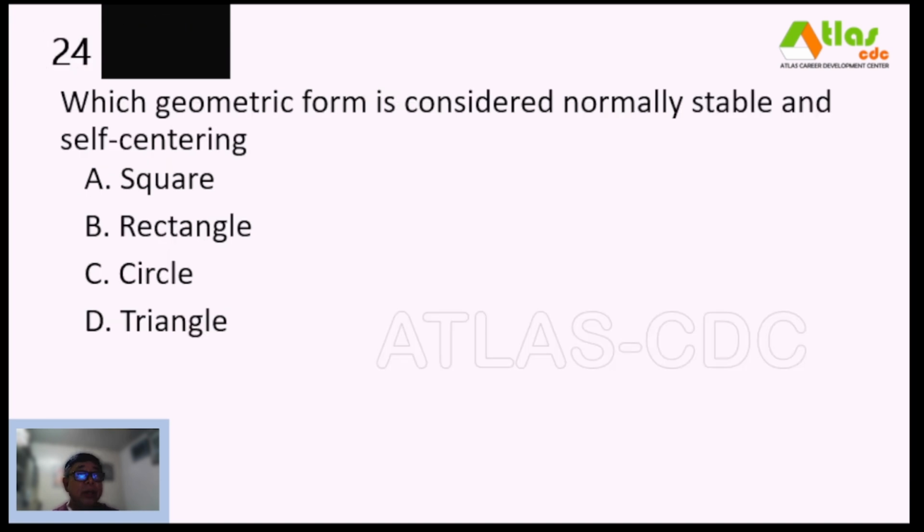Number 24. Which geometric form is considered normally stable and self-centering? A. Square, B. Rectangle, C. Circle, and D. Triangle.